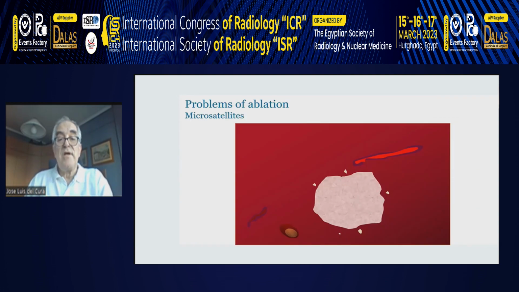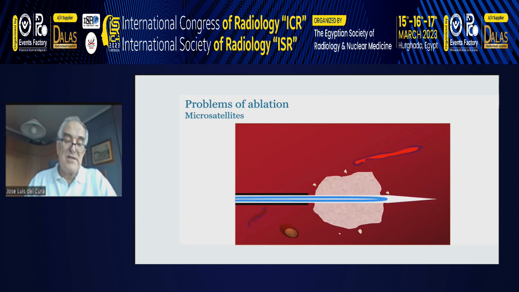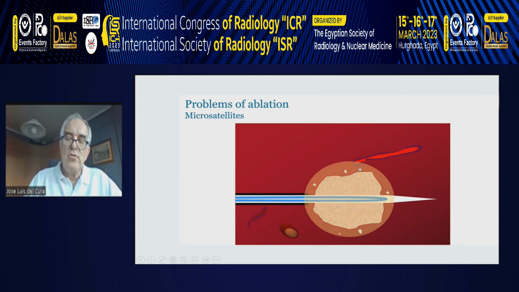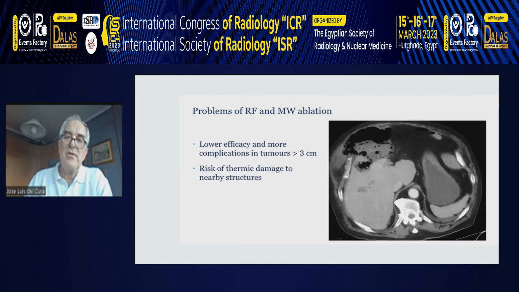Regarding the problems of ablation, you should remember that sometimes around the lesion, around the metastasis, there are some small micrometastases around them. So when you perform ablation, you have to be sure that you cover enough healthy tissue around the lesion to be sure that you have included these small areas, small metastases, because the recurrence can happen if you don't treat enough tissue around the lesion.